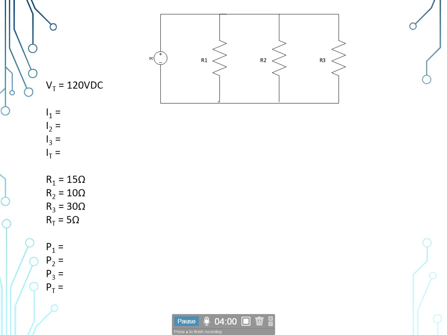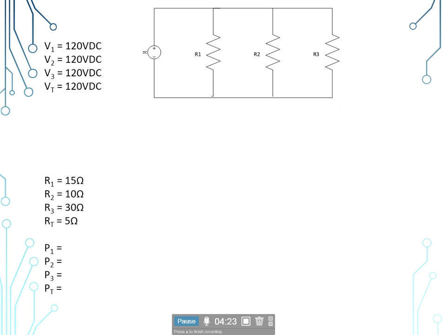And now we'll find our voltage for the rest of the branches. If you remember, in a parallel circuit, the voltage remains constant across all branches. So V sub t is equal to V sub 1 is equal to V sub 2 is equal to V sub 3. In this case it would be 120 volts, and we can populate the rest of our voltages up there. Now we can go on and find our current, which is just simple Ohm's law. I sub t, our total current, is equal to the total voltage divided by the total resistance. So 120 divided by 5 will give us 24 amps total.